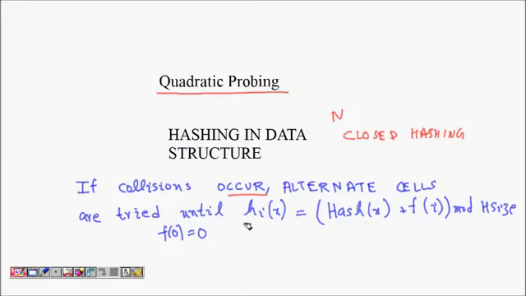Initially we said that we have a hash function, and hash of x is the cell where I will put that element. But what happens if some element is already there at the cell number hash of x? In that case, we will try out another cell. So let's look here.